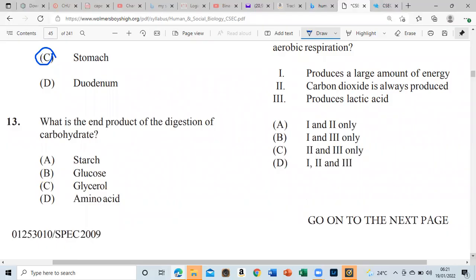What is the end product of digestion of carbohydrates? Is it A, starch, B, glucose, C, glycerol, or D, amino acid? And number 13 is glucose, or option B. All right, let's move up to 14.